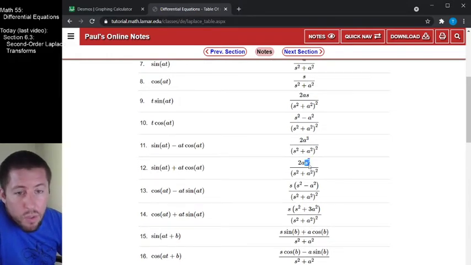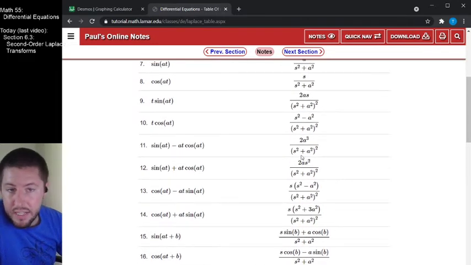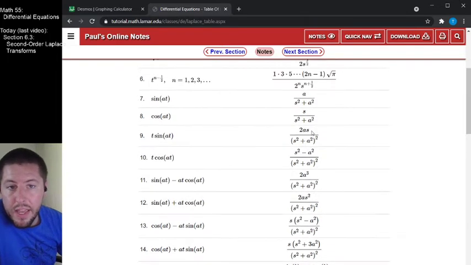We don't have an s squared in the numerator, so it's not that. We don't have that in the numerator, so it's not that. We don't have that in the numerator, so it's not that. And those are all the candidates that have an s squared plus a squared squared. So I think it has to be this guy right here. So let's take down this information from number 9.